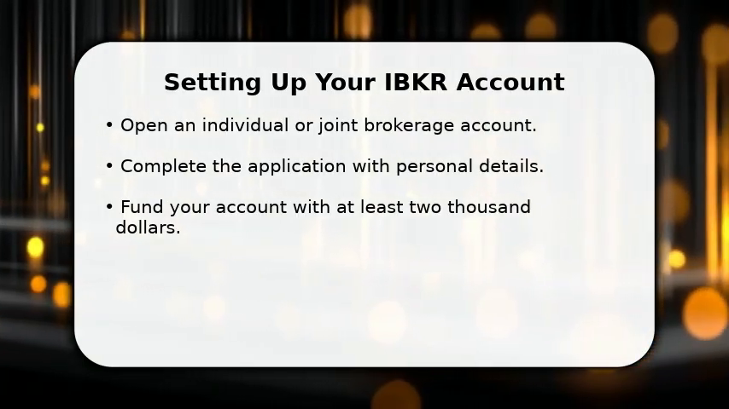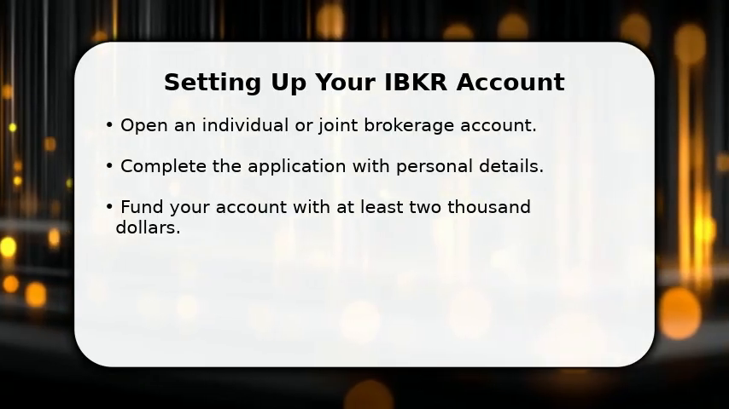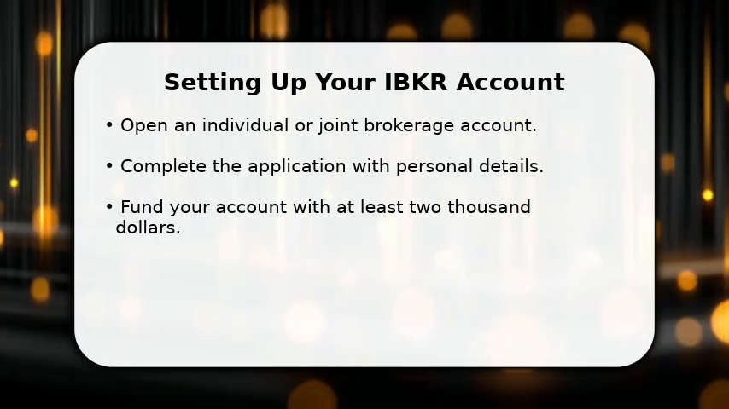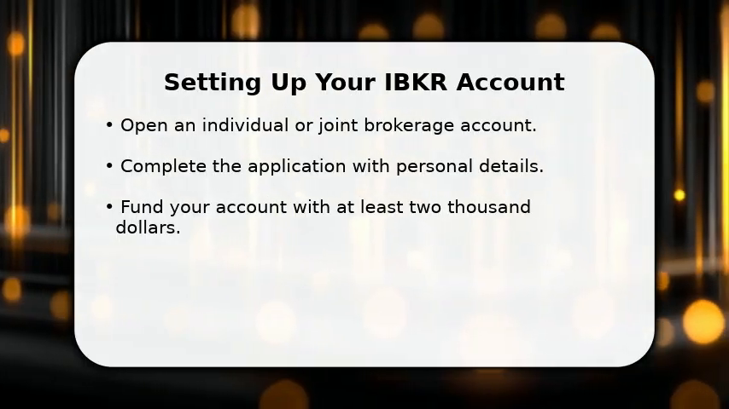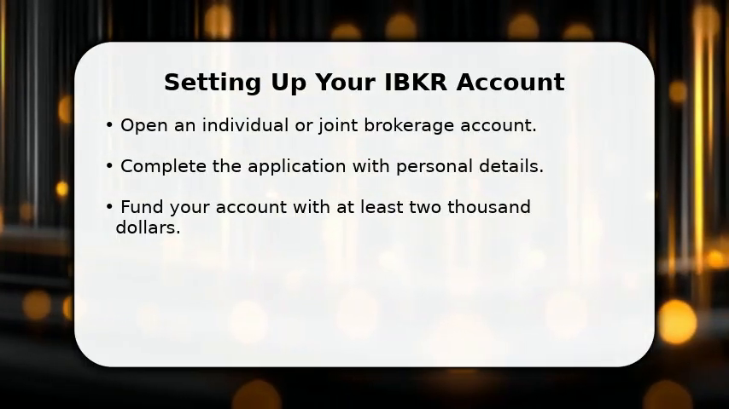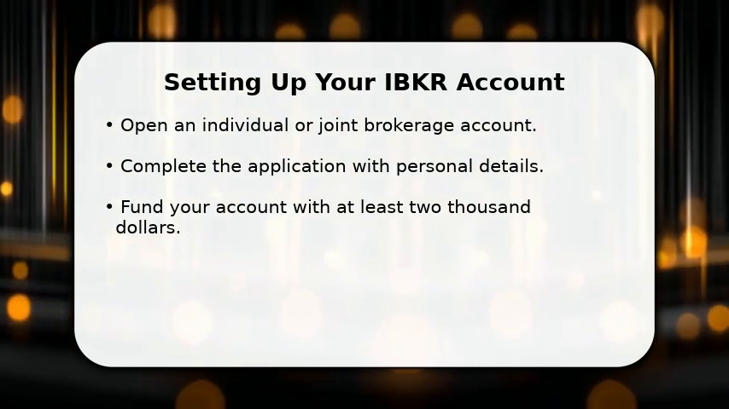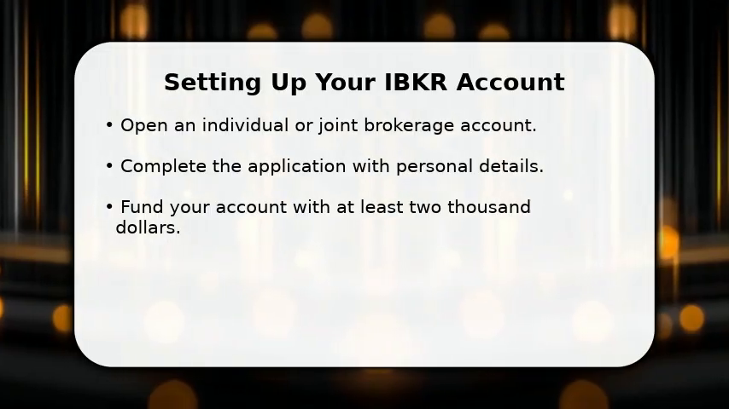Once your account is approved, you must fund it with at least $2,000. This minimum balance is crucial for options trading. Finally, you will apply for and enable options trading permissions within your account settings. This initial setup is straightforward and gets you ready for the next steps.